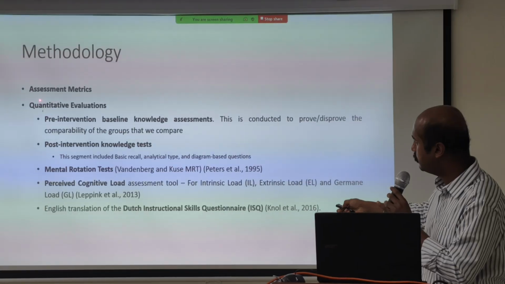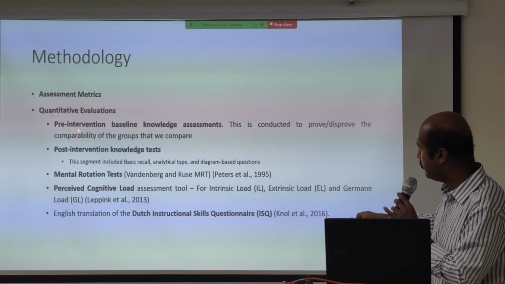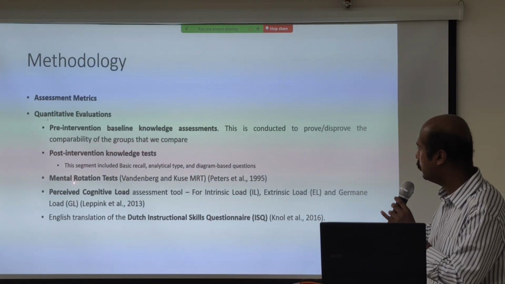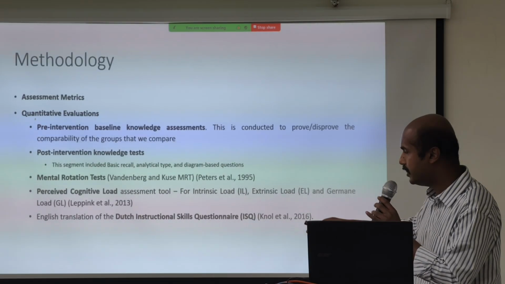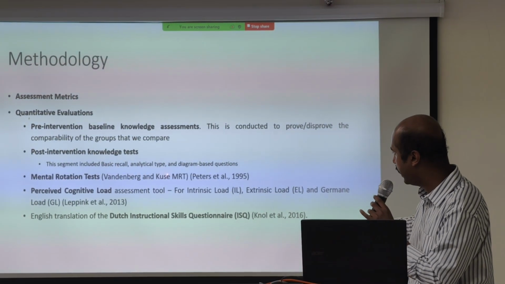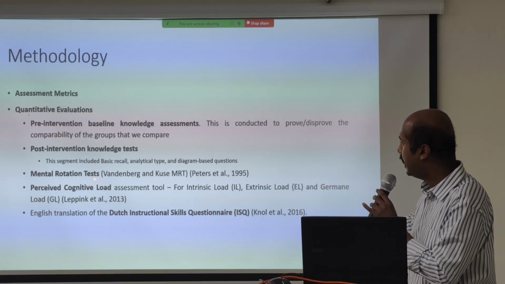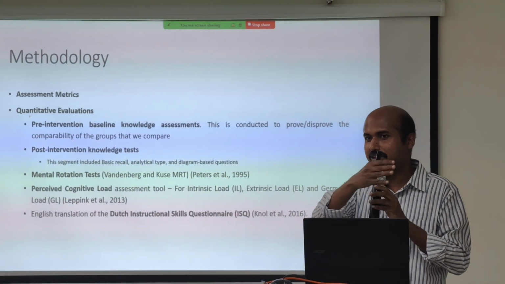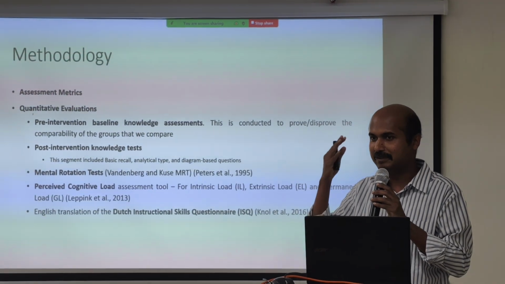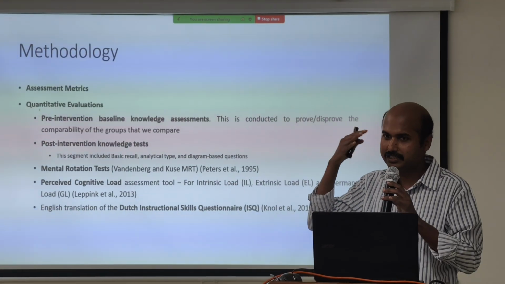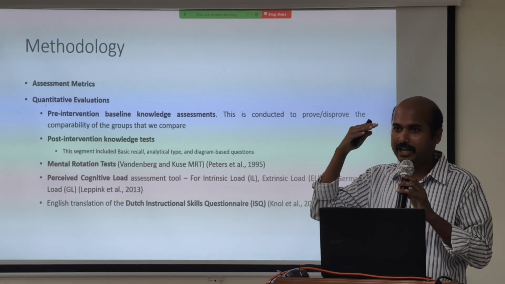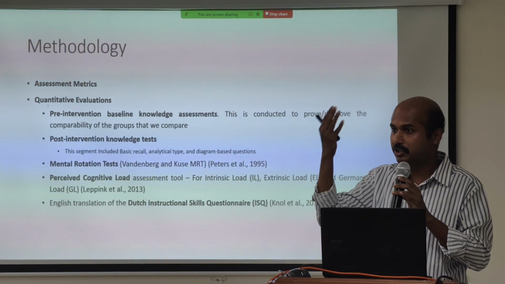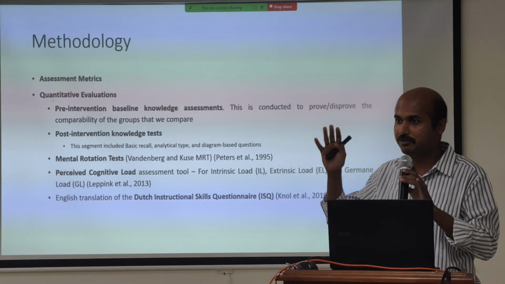And these are the tools that I've used: assessment metrics and quantitative evaluation. There were pre-test and post-test scores. Post-test scores were divided into different components: basic recall, analytical questions, and diagram-based questions. I've also done a mental rotation test. Each of us has a different spatial ability. Spatial ability, or spatial intelligence, is our ability to understand three-dimensionally complex structures. It is very variable between people.